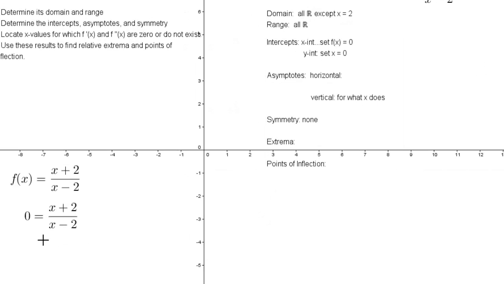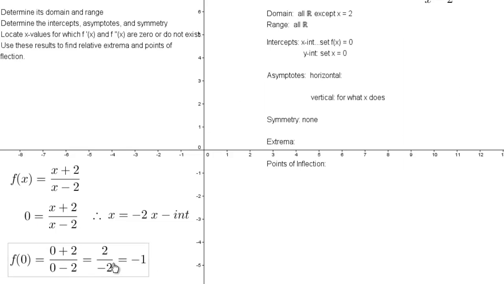The x-intercept is going to occur where f of x equals 0. So if we set f of x equal to 0, we get 0 equals x plus 2 over x minus 2. In a rational function, that's only going to occur where the numerator equals 0. So where x plus 2 equals 0, that means x is going to be equal to negative 2. Therefore, the x-intercept occurs at x equals negative 2.